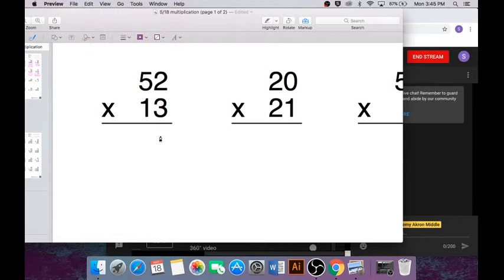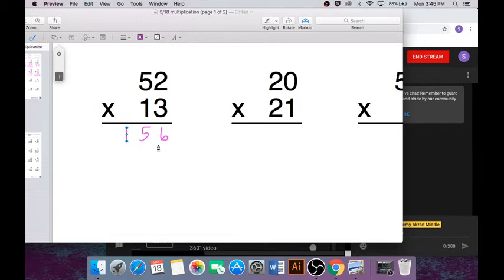Our next one, we have 52 times 13. So we're going to start with 3 times 2. 3 times 2 is 6. And we have 3 times 5. 3 times 5 is 15.